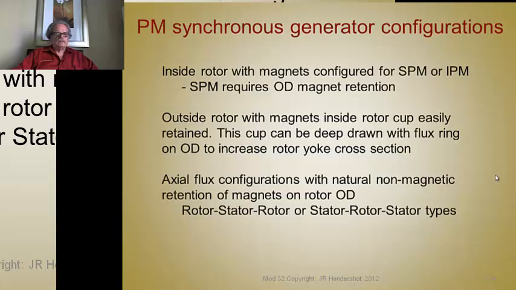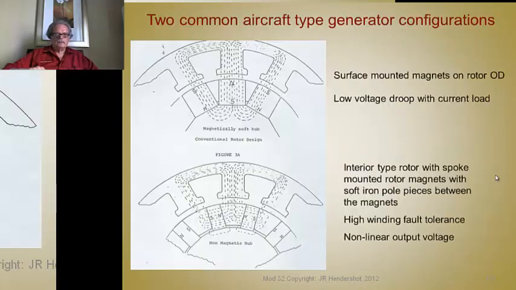And you can have rotor-stator-rotor types, or stator-rotor-stator. In other words, two rotors with a stator in the middle, or two stators with a rotor in the middle. We saw pictures of those before. Now this is a common configuration of an aircraft type generator. It's similar to the Fanuc machines, and many of these are even single phase. The aircraft exciters don't have to be three phase.